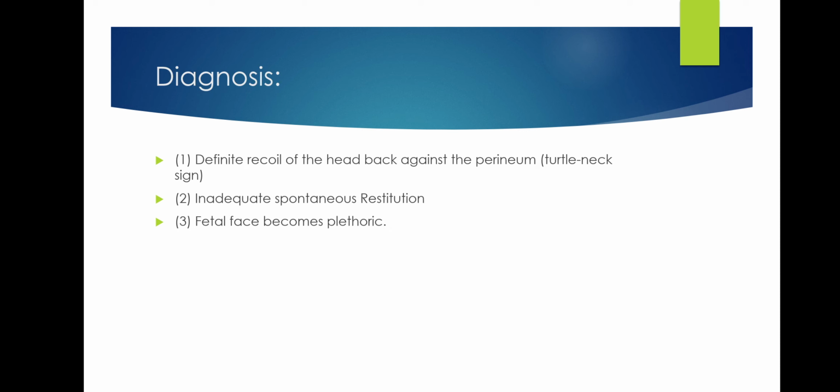So how do you make a diagnosis of shoulder dystocia? You notice there is a definite recoil of the head back against the perineum, which we call the turtleneck sign. Then inadequate spontaneous restitution. Third, the fetal face becoming plethoric.